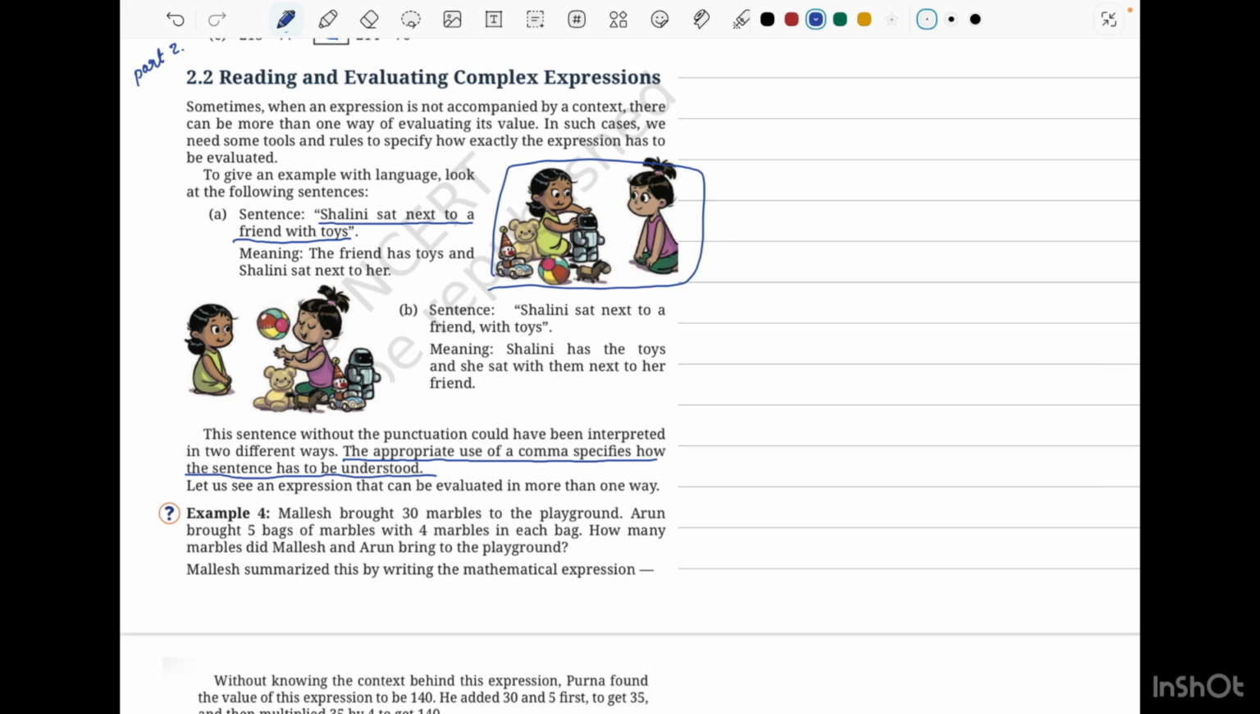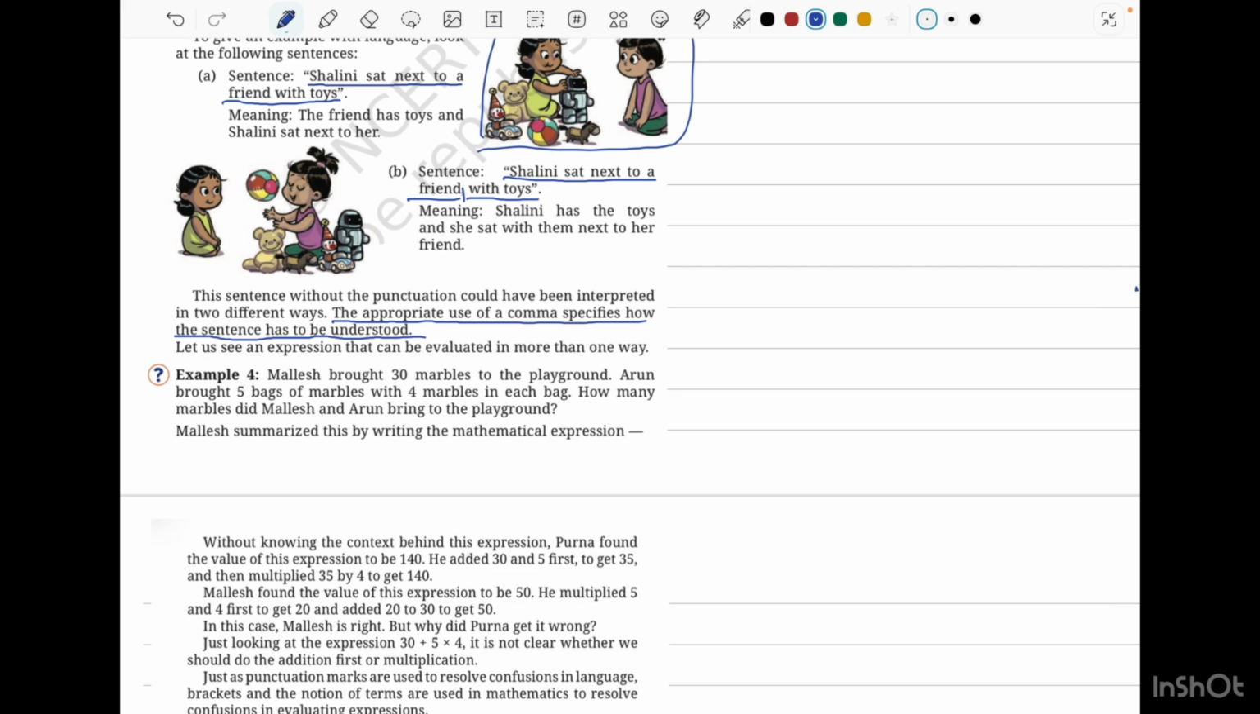So in this picture, Shalini is sitting next to her friend with the toys. But we can say that Shalini sat next to a friend, comma, with toys. So the toys will be with Shalini and her friend is sitting next to her. So, appropriate use of a comma specifies how the sentence has to be understood.